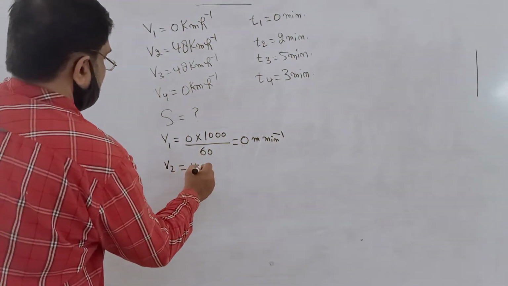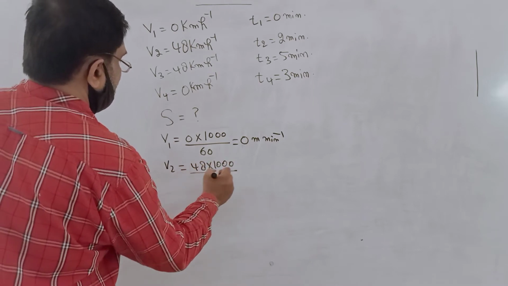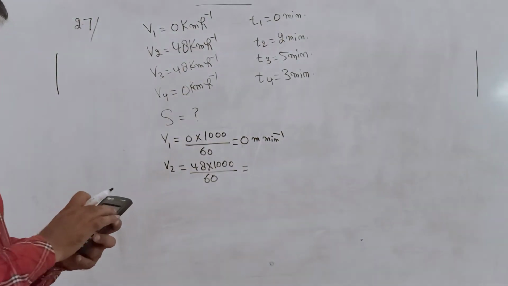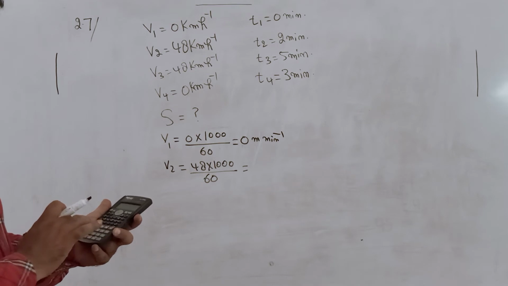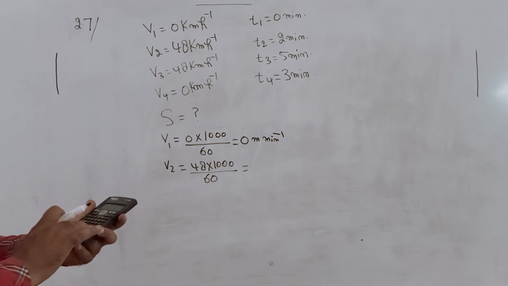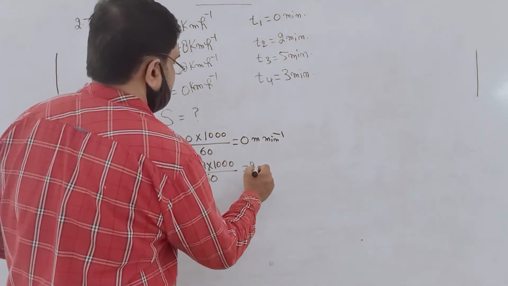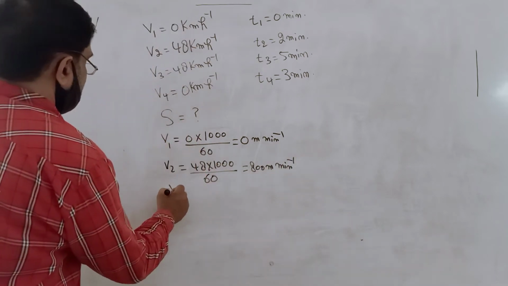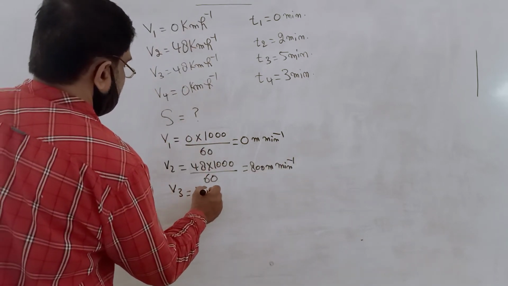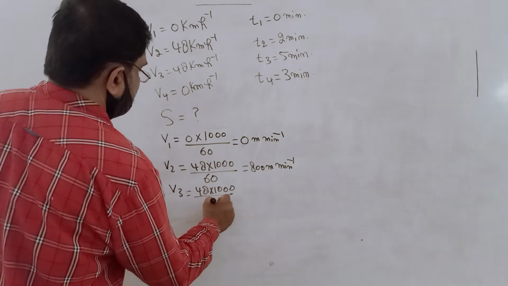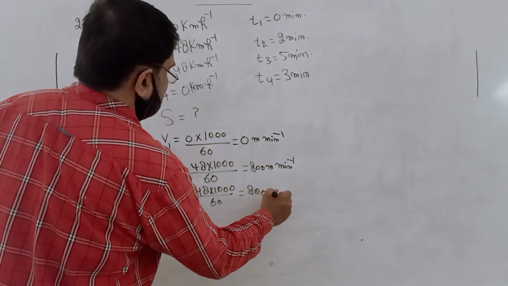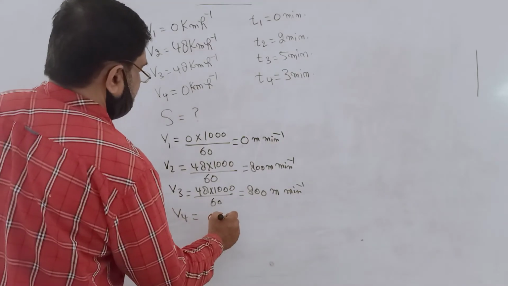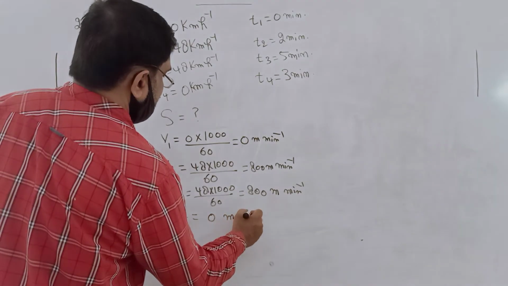V2 is 48 into 1000 divided by 60, and the answer is 800 meter per minute. V3 is 48 into 1000 divided by 60, 800 meter per minute. V4 is 0 meter per minute.